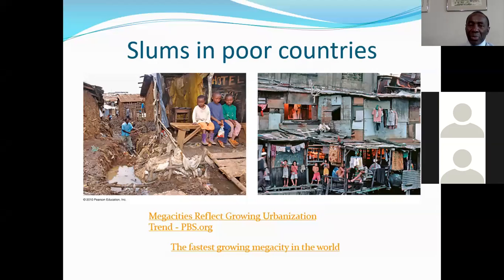This is another example in Africa. Notice the poor sanitary condition here. Notice these kids. Look at the type of house. Look at the type of housing. These are wooden. Some of them are zinc. The conditions are really, really deplorable.